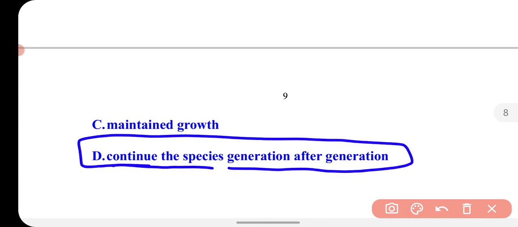You know that reproduction is the process by which the organism makes and produces new individuals, new organisms, so that they can continue their numbers, their race, their species generation after generation. Okay, so this is the correct option.